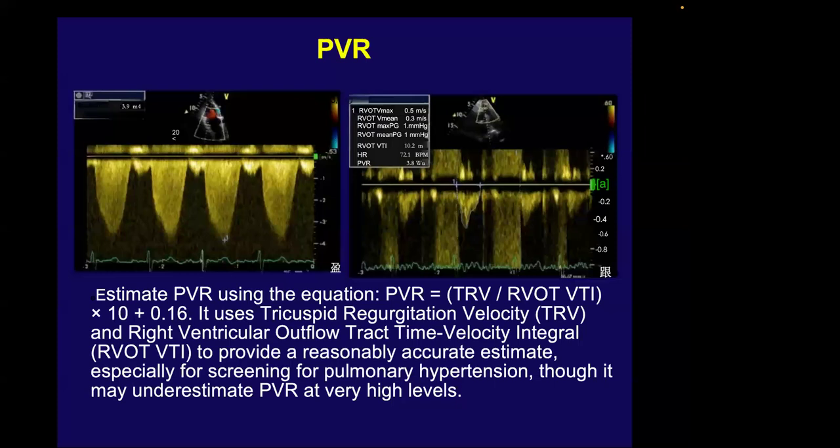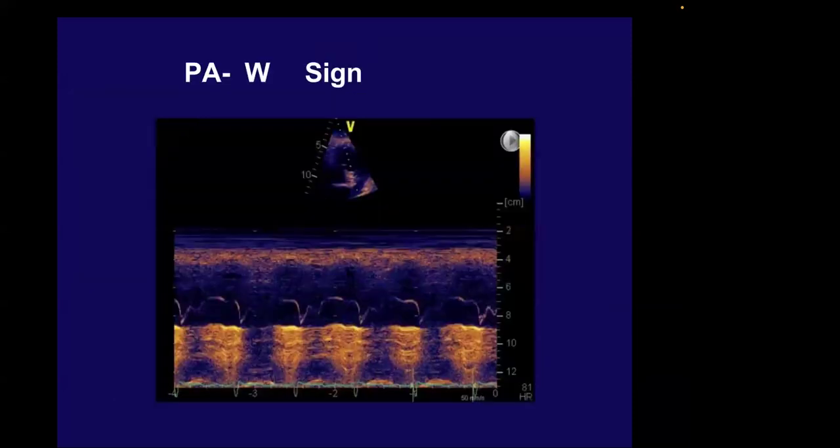Pulmonary vascular resistance: estimate PVR using the tricuspid regurgitation velocity and the right ventricular outflow tract time velocity integral to provide a reasonably accurate estimate, especially for screening for pulmonary hypertension, though it may underestimate PVR at very high levels. And PA is a W sign.